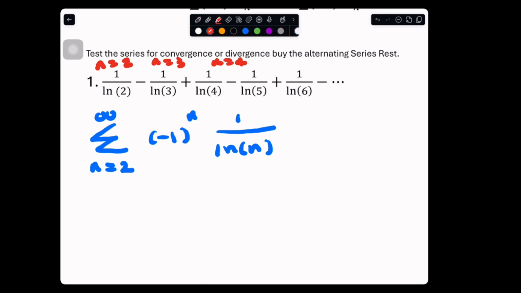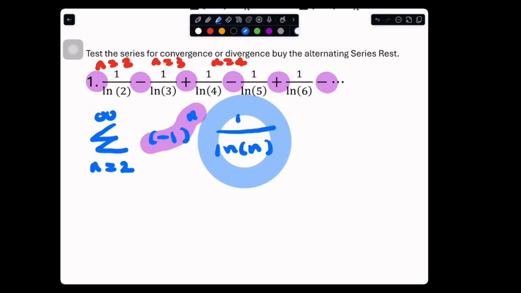Is this series alternating, by the way? Yes. Positive, negative, positive, negative, positive, negative. And then this is going to be the alternating mechanism. Now, I have to know something about this. This is the Bn. Okay? 1 over the natural log of n.